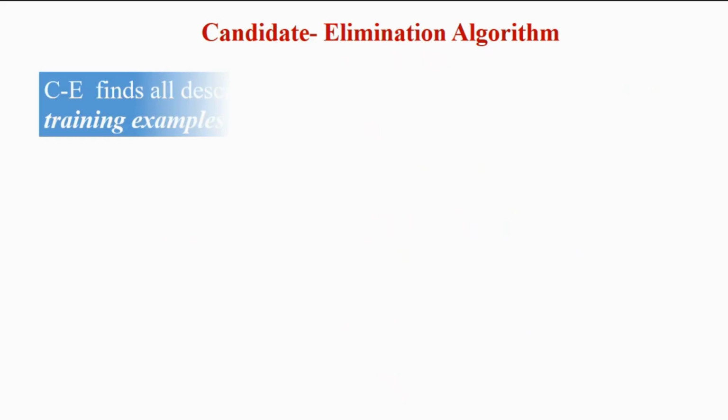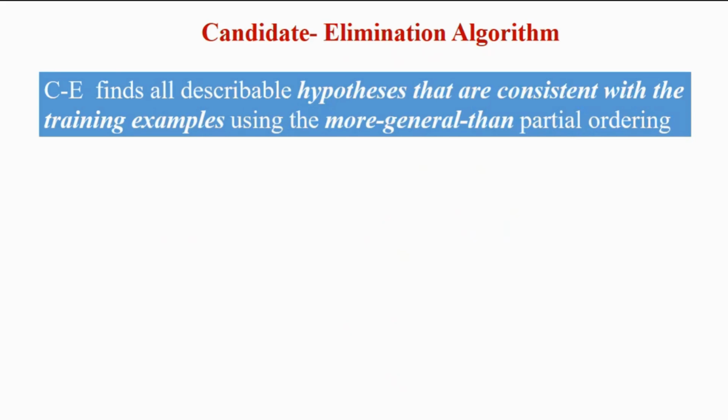Candidate elimination algorithm. The candidate elimination algorithm normally finds all hypotheses that are consistent with the training examples using the more general than partial ordering strategy. In the earlier algorithm, Find-S, there was a flaw that we listed at the end of the illustration. That is, some negative examples are never considered by Find-S, so nothing is learned from them. But candidate elimination considers those also.